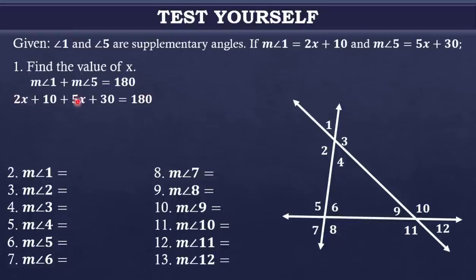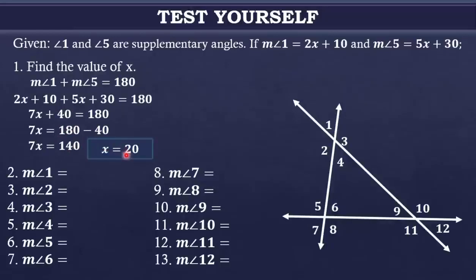Now, combining similar terms, we have 7x plus 40 is equal to 180. So, 7x is equal to 180 minus 40. So, 7x is equal to 140. Your x is 20. So, find the value of x. Your x is 20. Now, makukuha na natin ngayon si angle 1 and angle 5 kasi ang daming angles na kukunin natin. So, ilan to? 4, 8, 12 angles ito. Okay. So, anong gagawin natin?